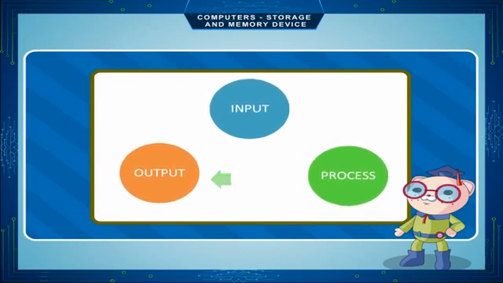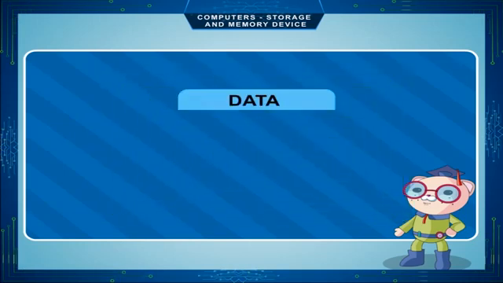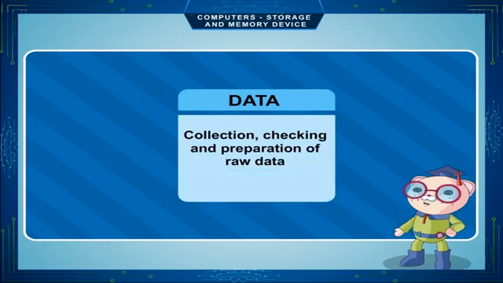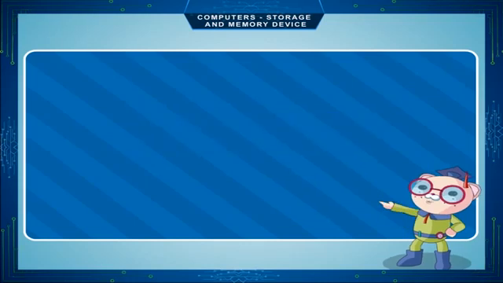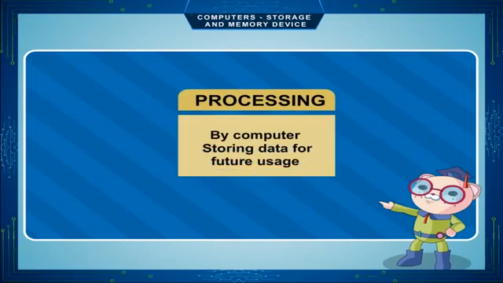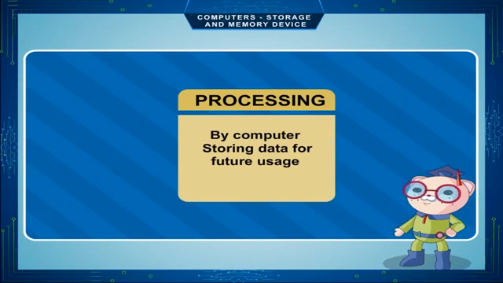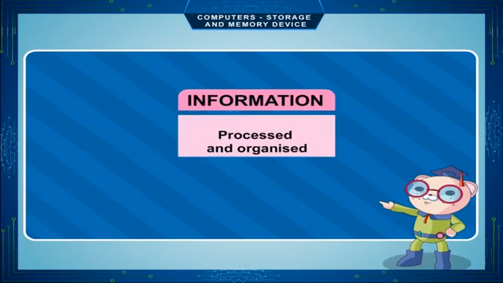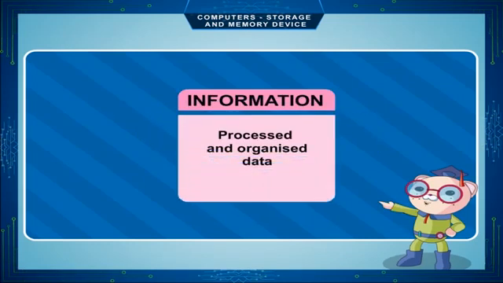This becomes a cycle. Data collection, checking and preparation of raw data. Input, processing by computer, storing data for future usage. Output, information, processed and organized data.